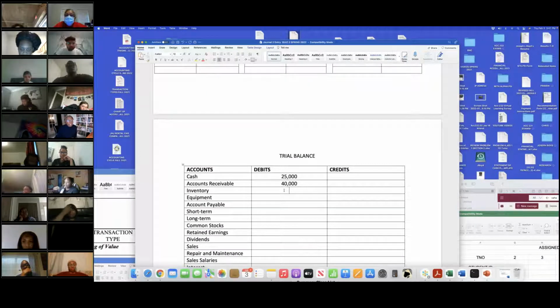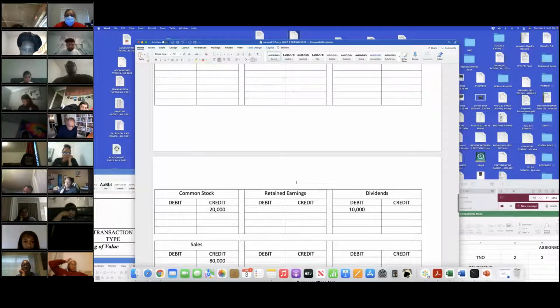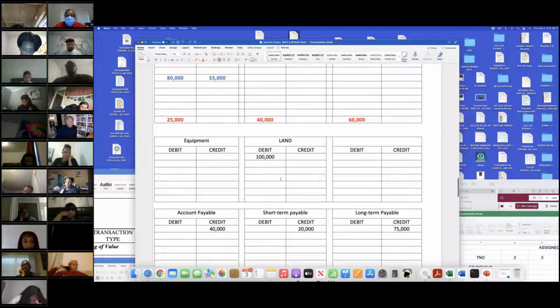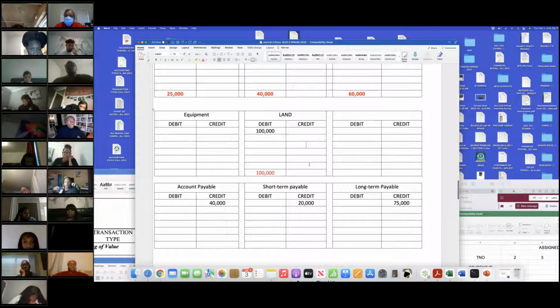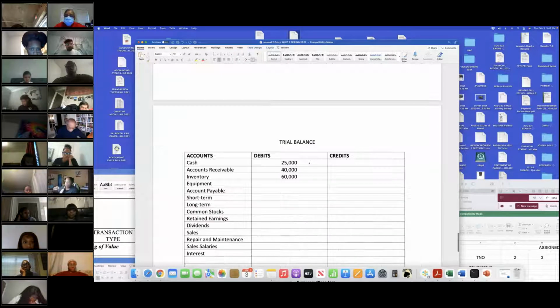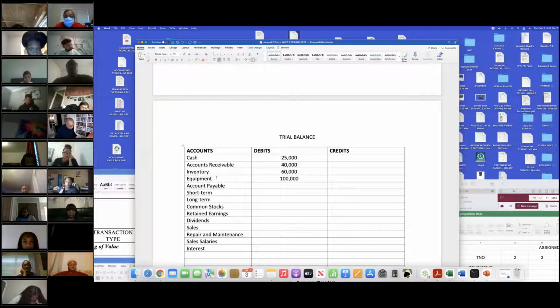So our next account, land. Land has 100,000. We only have one item in there. Put it in red so you have something. So that's 100,000. We'll put 100,000 here, and we'll change this equipment to land. So there'll be different accounts based on the problem.